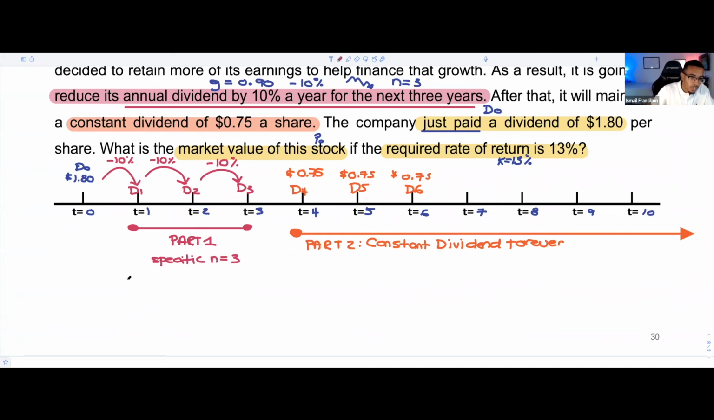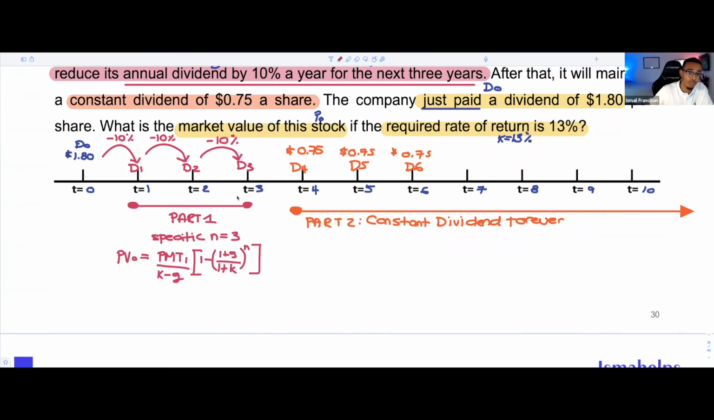So for part 1, we're going to have PV0 equal to payment 1 over K minus G, times 1 minus (1 plus G over 1 plus K) to the power of N. That's going to be our formula for the first part. Obviously, we have all of these variables we need. Can somebody tell me what's payment 1? Just for fun.